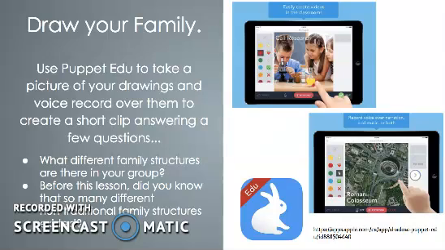All the students have to do is maneuver to the application on the tablet, open it, take a picture of their drawings by pressing the camera button on the screen, and then press the voice record button to record over the image. It is important to remind students to be respectful of the other students' family illustrations.